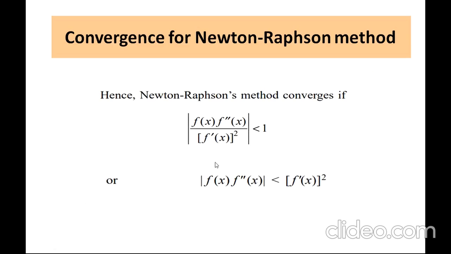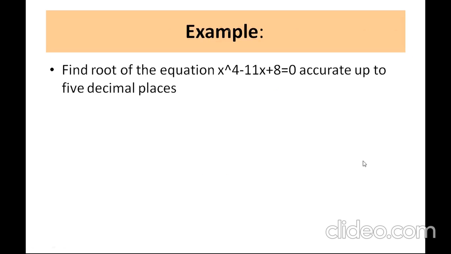Hence, rearranging the equation, we can get mod value of f of x into f double dash of x is less than [f dash of x] squared. So this is the convergence condition for the Newton-Raphson method.